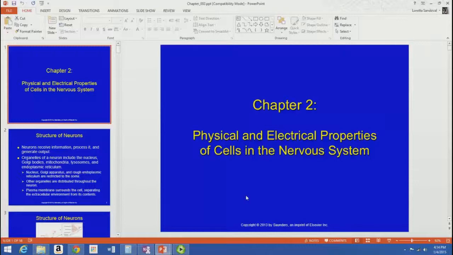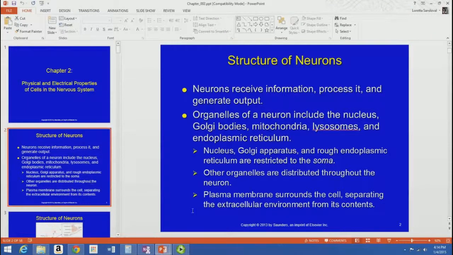Just like the module is laid out, there are different pages with different content. I'm going to do just a short little lecture for each one of those. So this is Chapter 2, the physical and electrical properties of the cells in the nervous system. We're going to start out talking about neurons, since those are our favorite nervous system cells.